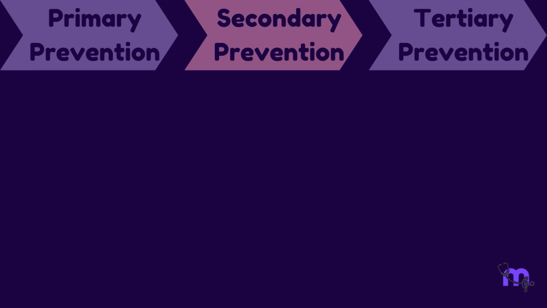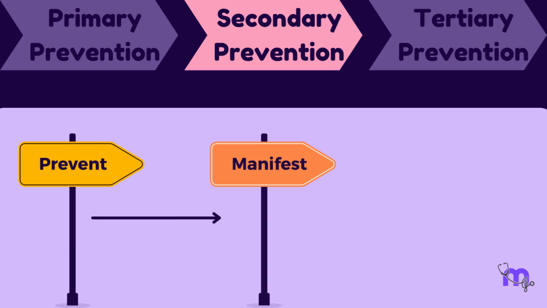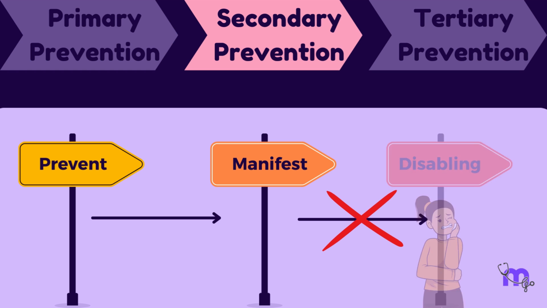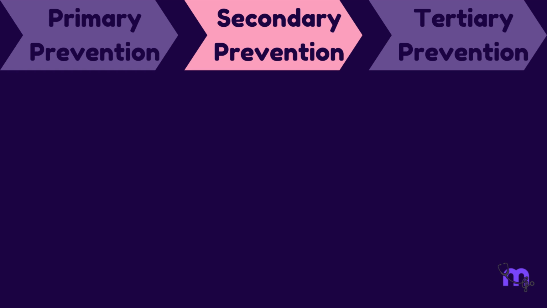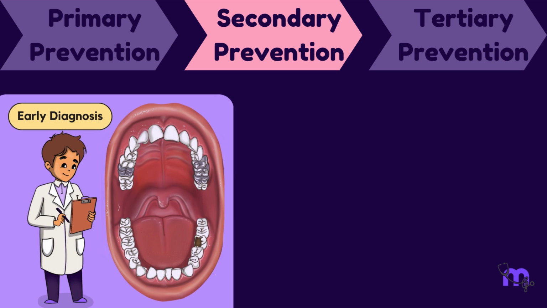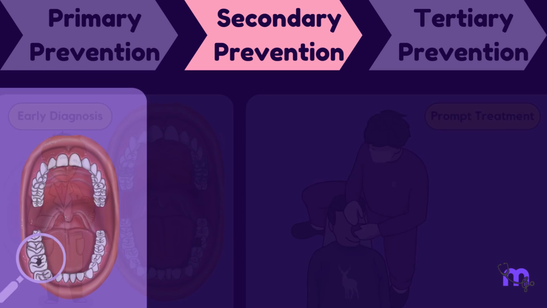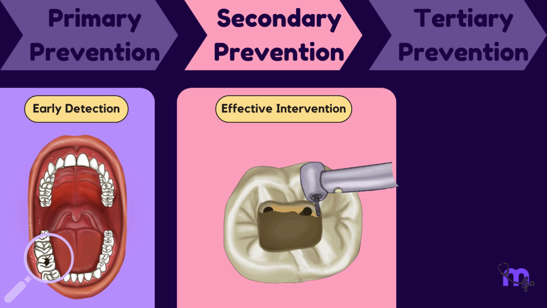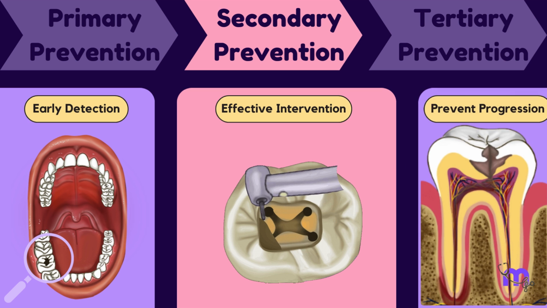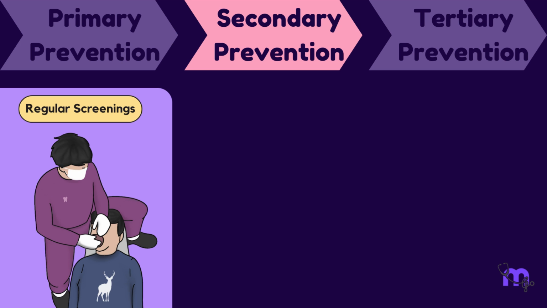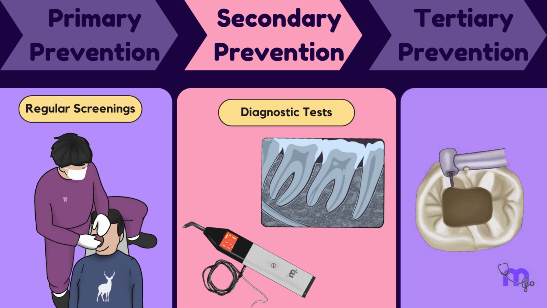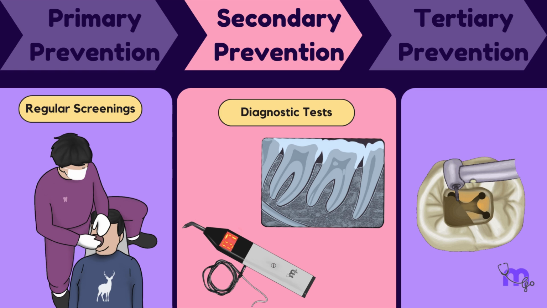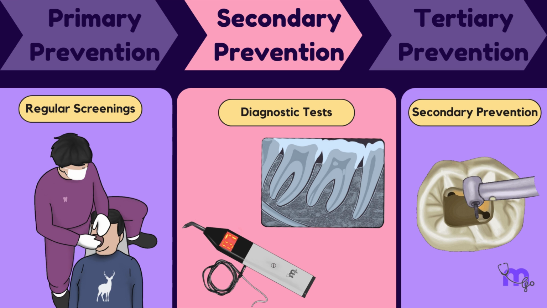Moving on to secondary prevention. This level comes into play when a disease has already manifested but has not progressed to a disabling stage. The primary goal of secondary prevention is early diagnosis and prompt treatment. By detecting oral diseases at an early stage, we can effectively intervene and prevent further progression. Regular dental screenings, diagnostic tests, and timely treatment interventions are essential components of secondary prevention.